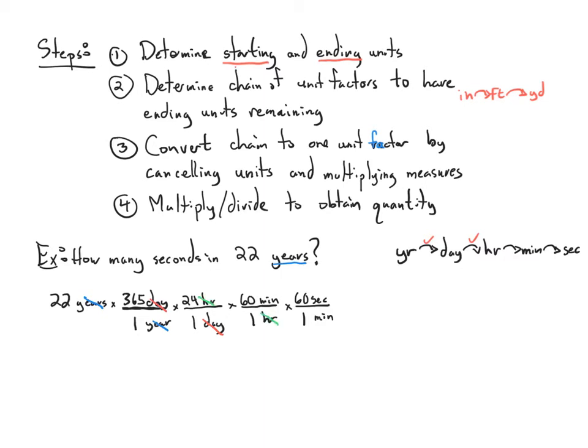Hours cancel off with hours. And minutes cancel off with minutes. And we're just left with seconds. So that's good. That's what we wanted. So we multiply this out. I'll write it out in one long thing first: 22 times 365 times 24 times 60 times 60. And that is, of course, in seconds, because that is our unit that is left.